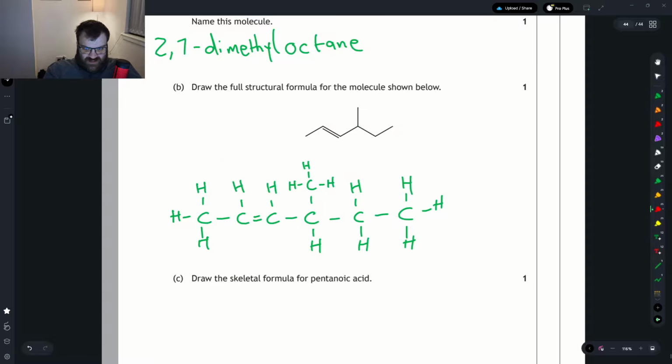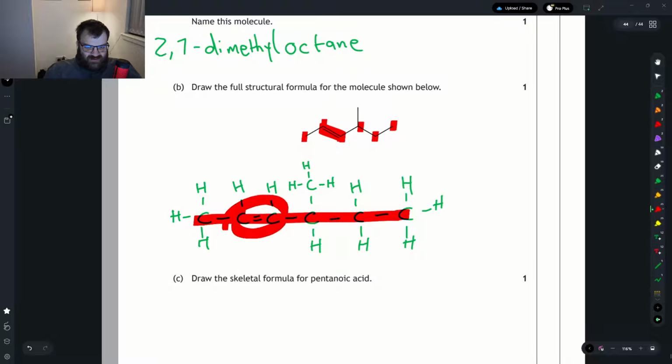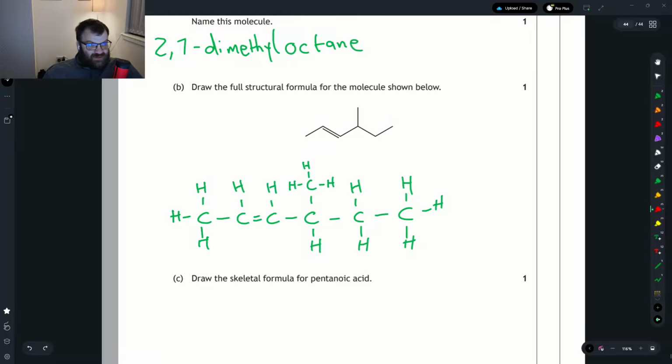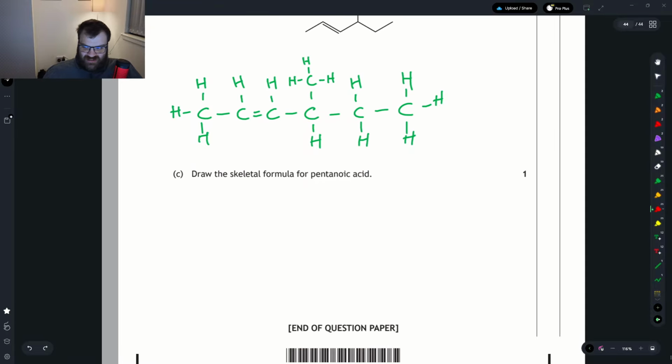And just to double check, there's 1, 2, 3, 4, 5, 6 carbons in a row. Tick. Double bond between the second and the third. Tick. And then off the 1, 2, 3, 4th carbon, we have a methyl group. That looks good to me. So that would be 4-methylhex-2-ene, if we had to name it, which we don't. That's all good. Pentanoic acid, draw the skeletal formula.